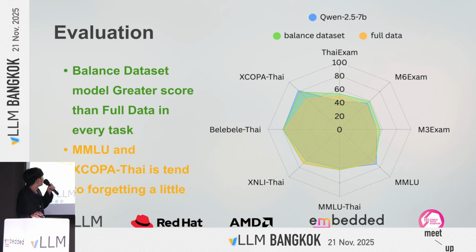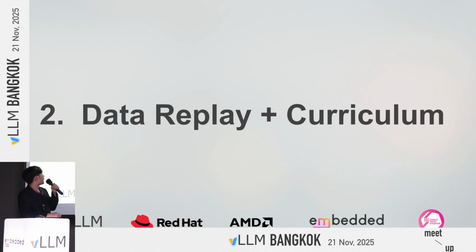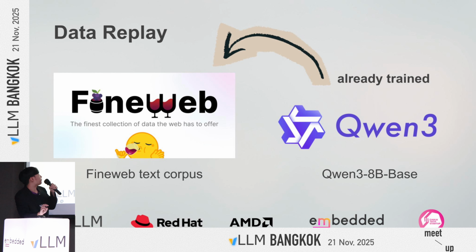The balanced dataset model scores higher than the full data model on every task, but on MMLU and XCOPA Thai it tends to forget a little. So the next experiment is what I call data replay plus curriculum. The data replay idea is that open source already has 10 trillion tokens of web text corpus. Then why don't we retrain on it to reduce the catastrophic forgetting?